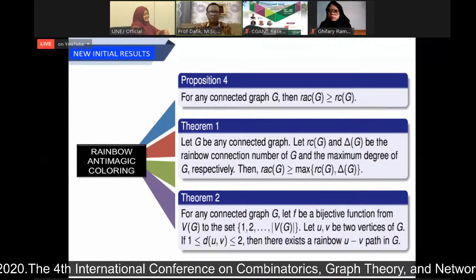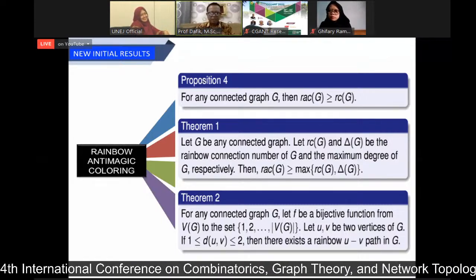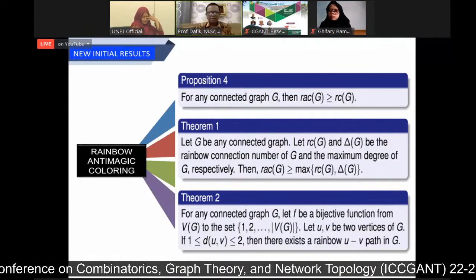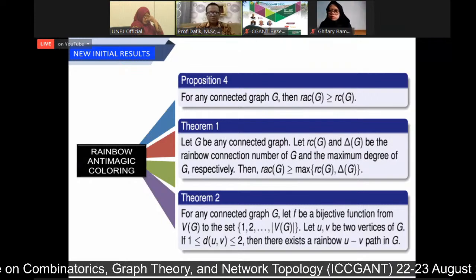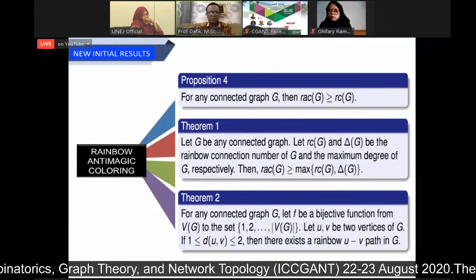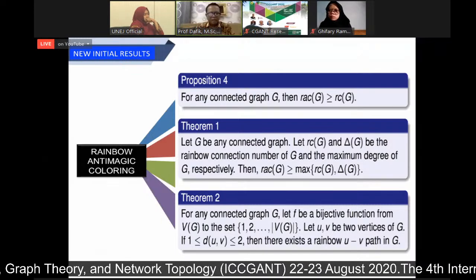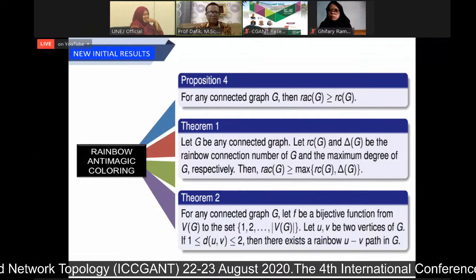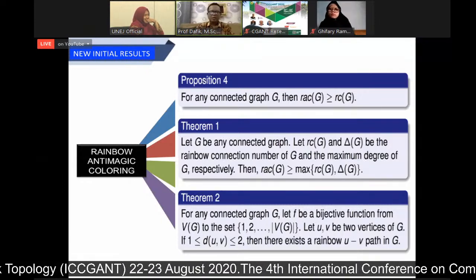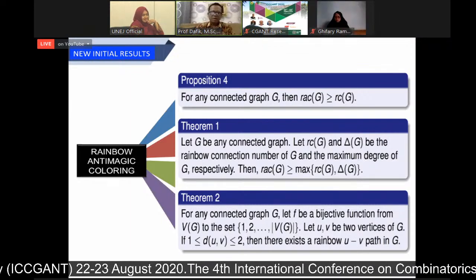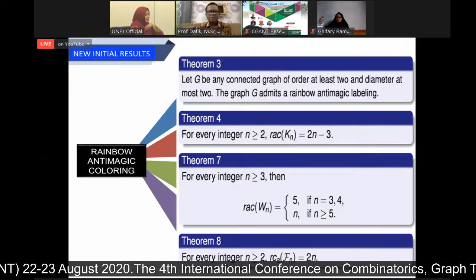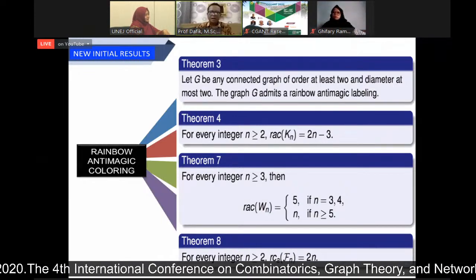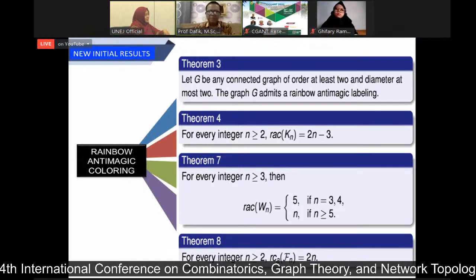And we also have another theorem for any connected graph G. Let f be a bijection from Φ to the set {1 to Φ}. Let u and v be two vertices of G. If the degree of u and v is 1 or 2, then there exists a rainbow path. This is another general thing of our study. And for the specific one, we have this kind of rainbow anti-magic connection.